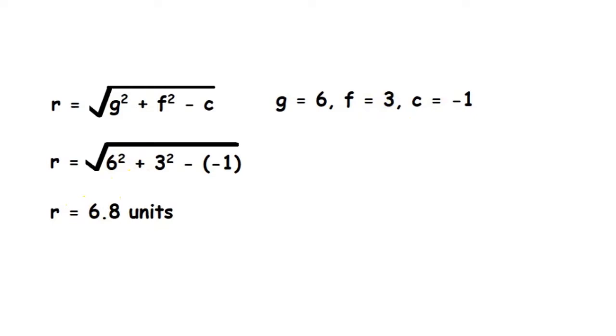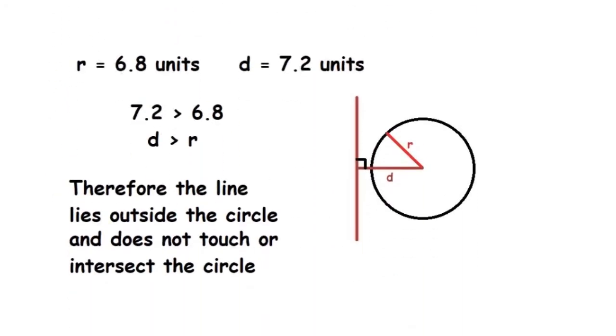Now let's compare both these values. So r equals 6.8 units and d equals 7.2 units. Now 7.2 is greater than 6.8. So this means that d is greater than r. Therefore, the line lies outside the circle and does not touch or intersect the circle at all.